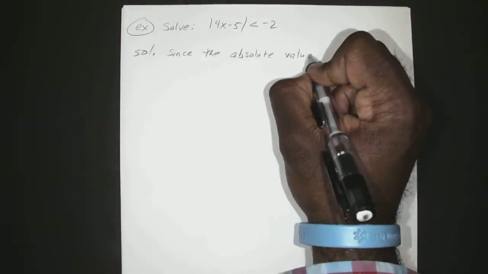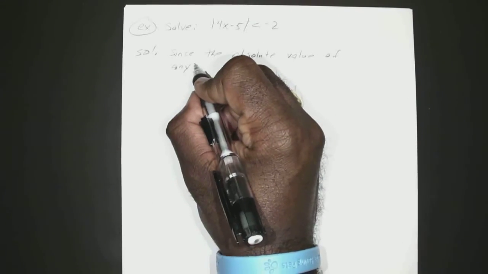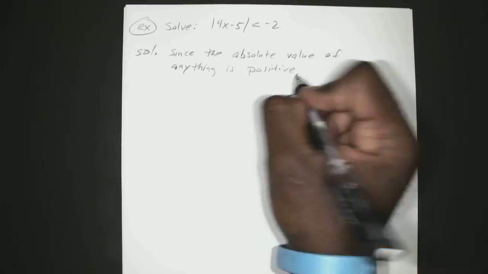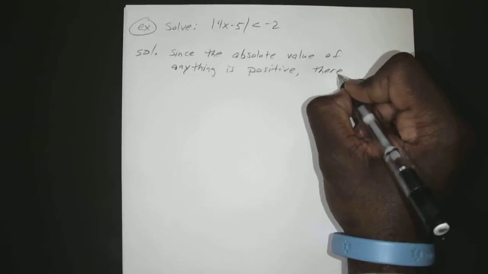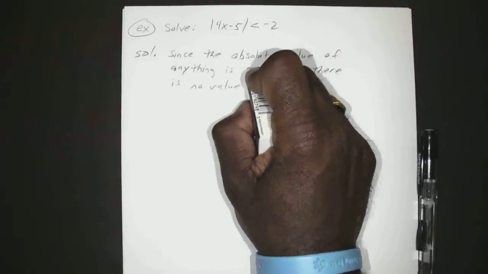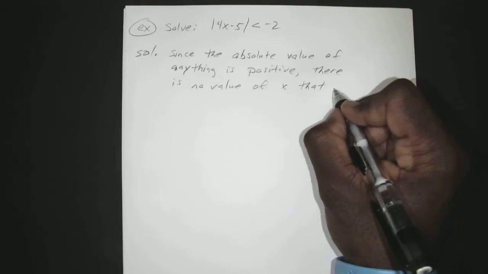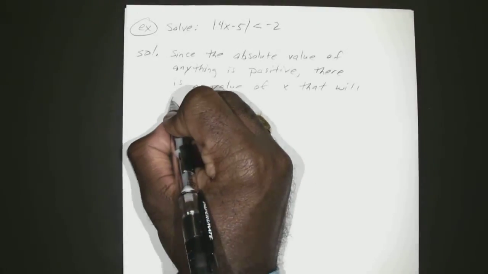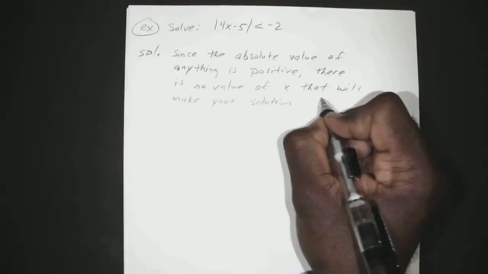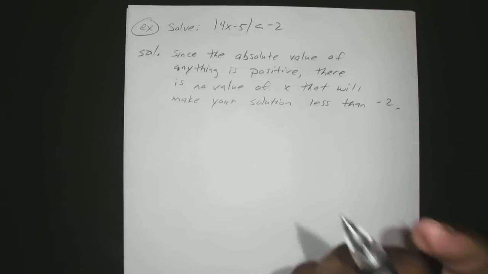Since the absolute value of anything is positive, there is no value for x that will make that less than negative 2. So your answer is actually no solution.